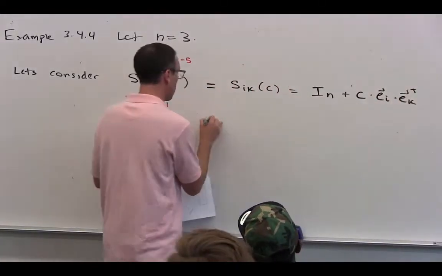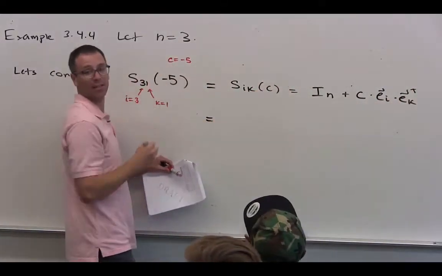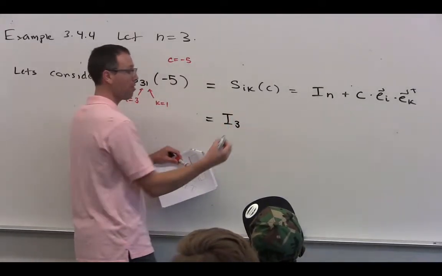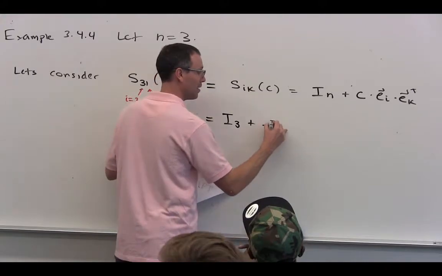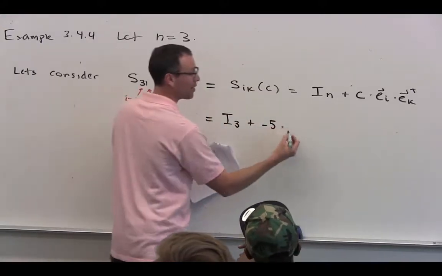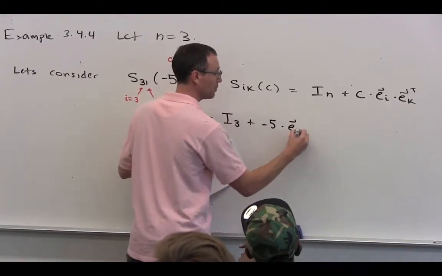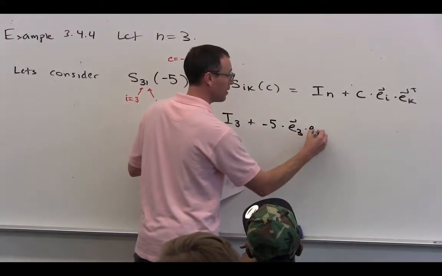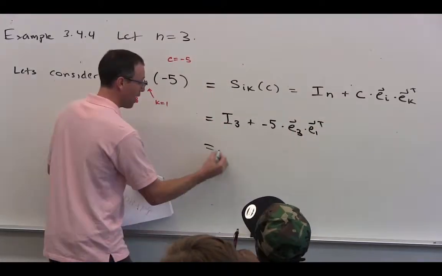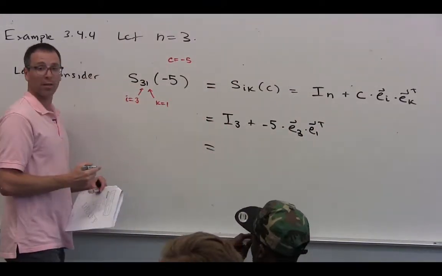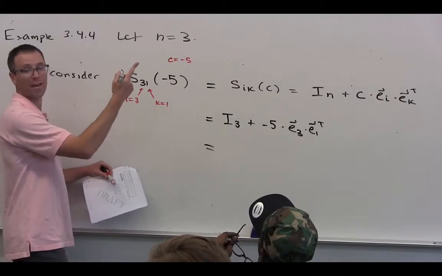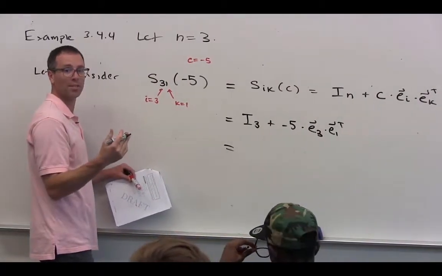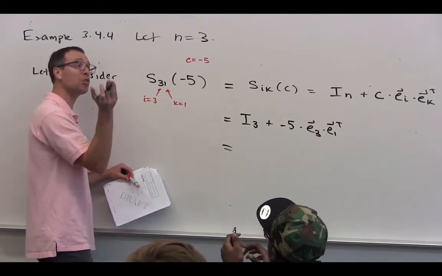Now let's just go ahead and write out those with these parameters. So what is this? I_3 plus -5 times e_3 e_1 transpose. That's a lot. We just did a lot of work. We identified the parameters, we identified the definitions, we substituted the definitions back in. Don't do more math than that in one step. And make sure to actually write that stuff down.